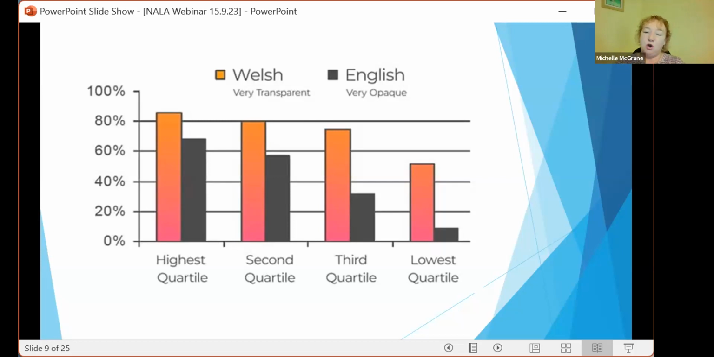But if we go to the lowest quartile, so that is the lowest 25% of children, the children who have the greatest amount of learning difficulty, the children whose performance is the lowest, you will see that for those children the difference is quite significant, and it's much easier for those children to learn a transparent language like Welsh than an opaque language.